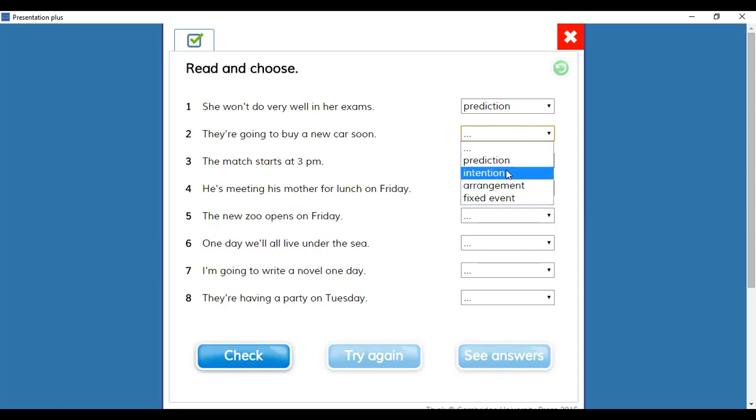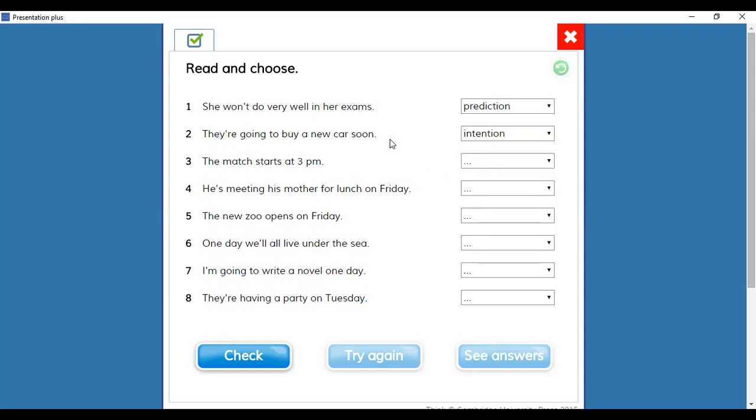Intention. It's an intention. First of all, we are using the future going to. Future going to is used for intentions, and for plans, and also predictions with evidence. And here we don't have plans, so the only one is intention. And prediction, no, because we don't have any evidence.